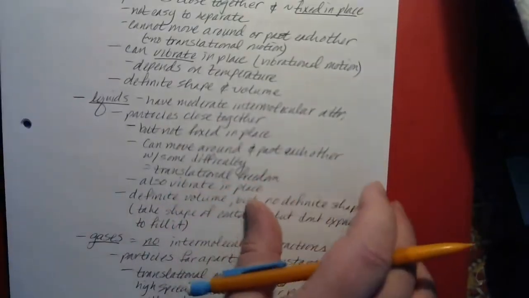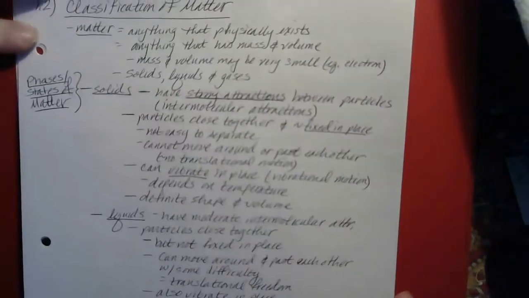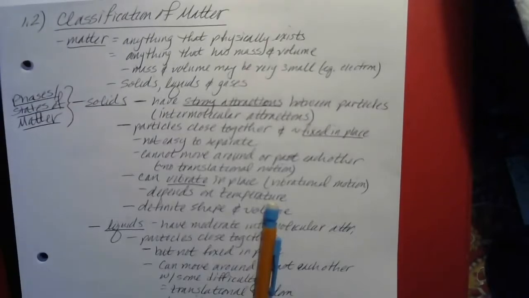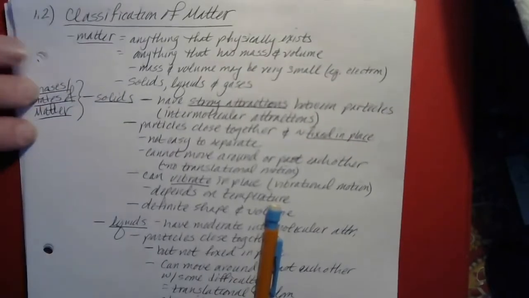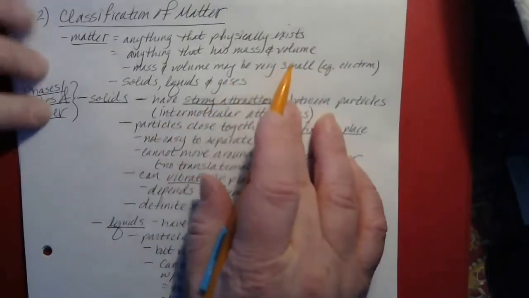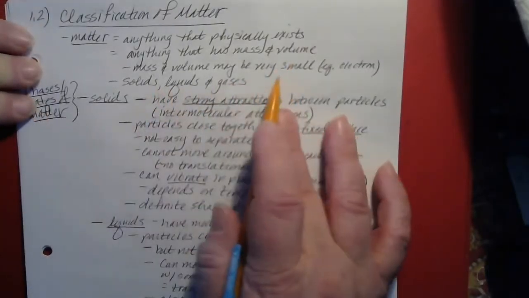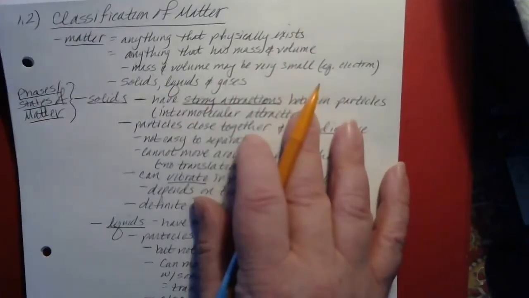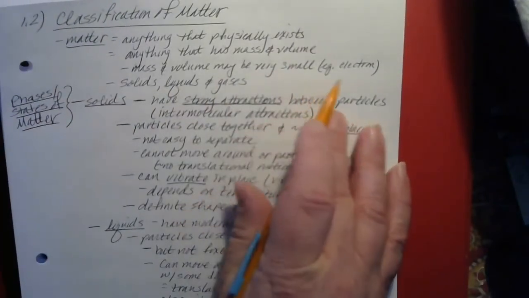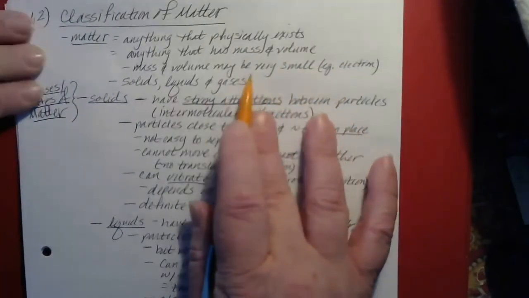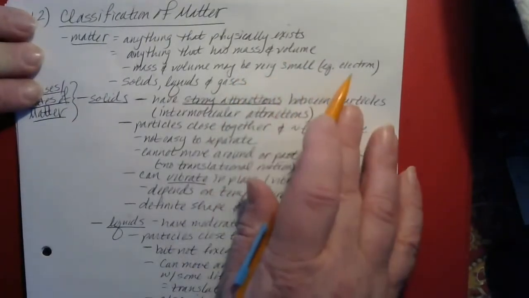To move on, we can look at the classification of matter. There are a lot of different ways to classify matter, as we will see, believe me. First of all, just a reminder that matter is anything that physically exists, which means anything that has mass and volume. Even when the mass and volume are very small, so things like individual atoms or molecules, or even smaller things like electrons, they're very, very, very small, but they still have some mass and some volume, so they are matter.